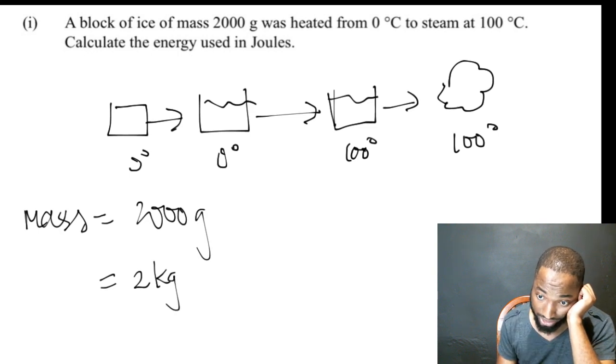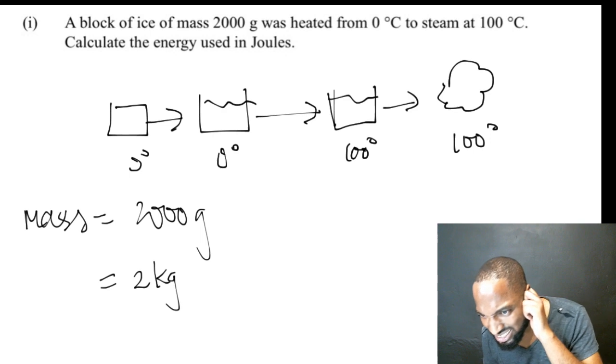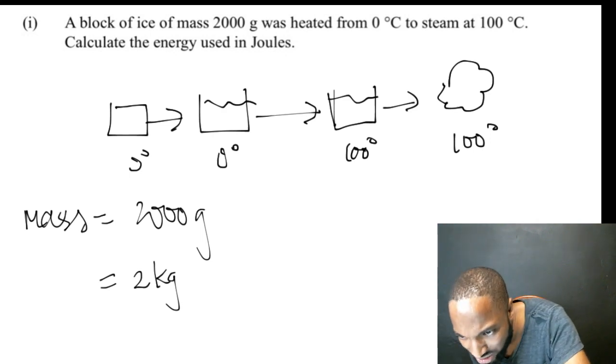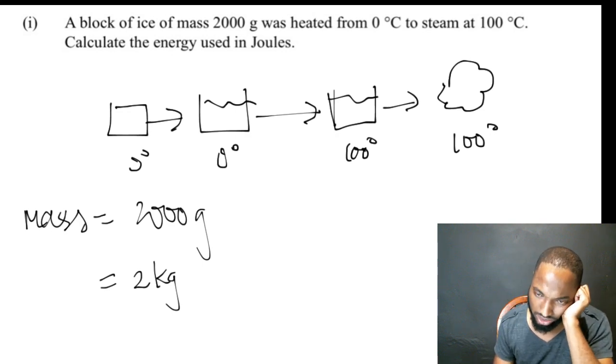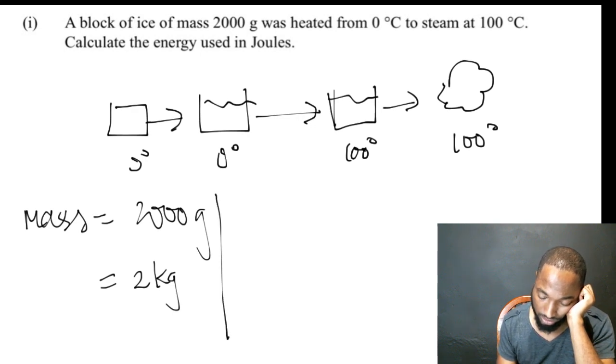So we good there. A man says the answer is 60. I can't make out how many zeros there. 1, 2, 3. 6 million joules. Okay then. We'll see.